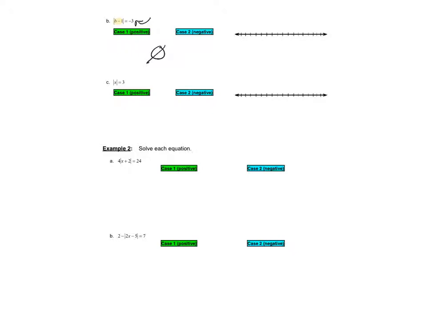In example C, absolute value of x equals 3. So we have two scenarios. We would have x equaling 3 and x equaling -3. And these don't need any solving since x is already isolated. So I can just go ahead and graph. Closed circles at -3 and 3.